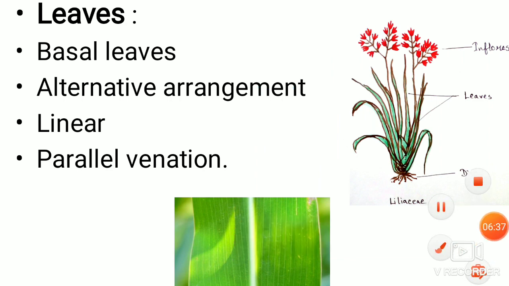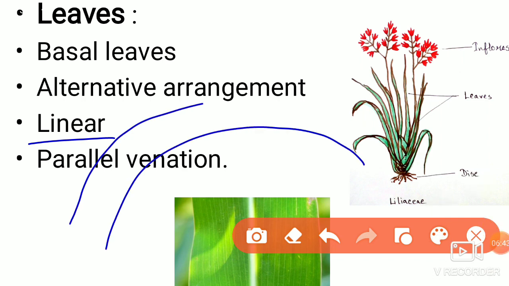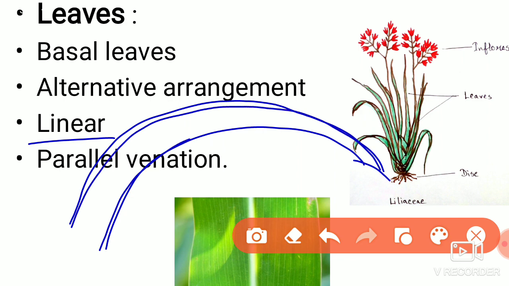Then what about the leaf shape? It is linear, elongated like this. The elongated leaf we consider as linear.